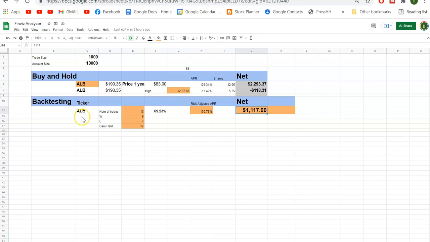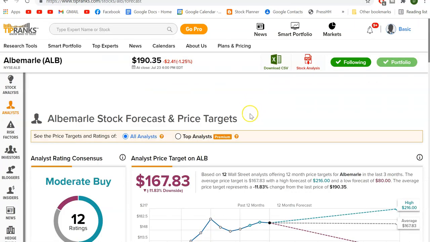Technical indicators. If you could see the future, see a run, that's your best bet, buy and hold. If you believe the analysts, you're going to lose some money. And if you use your strategy, you'll make $1,200. I like the strategy. Looking quickly at TipRanks, they have a moderate buy on it.